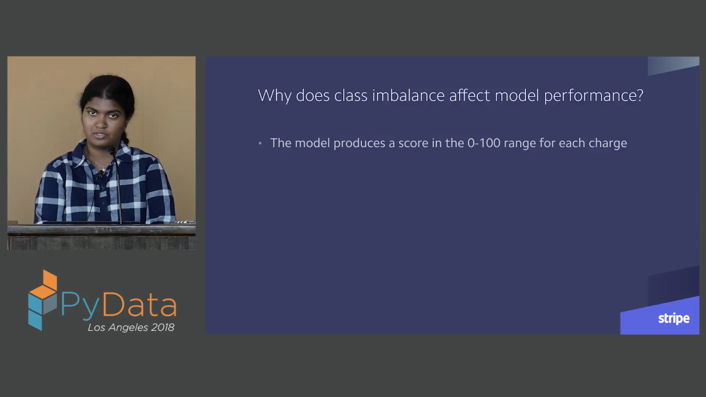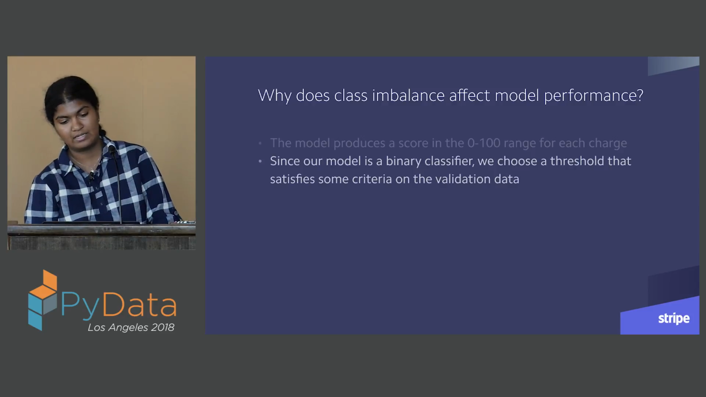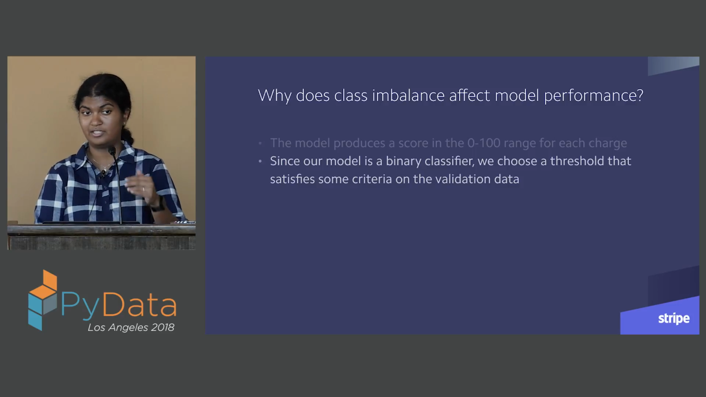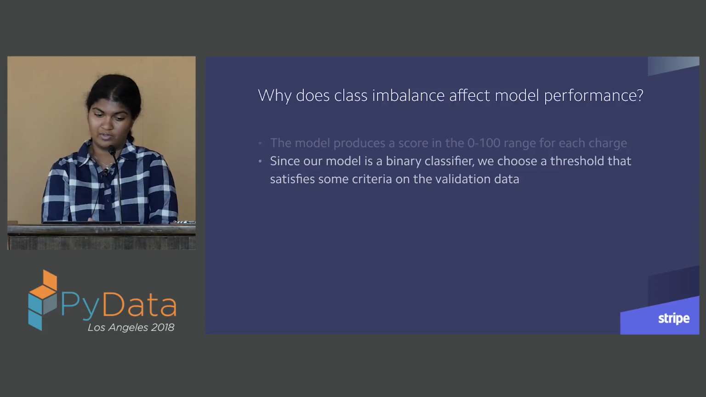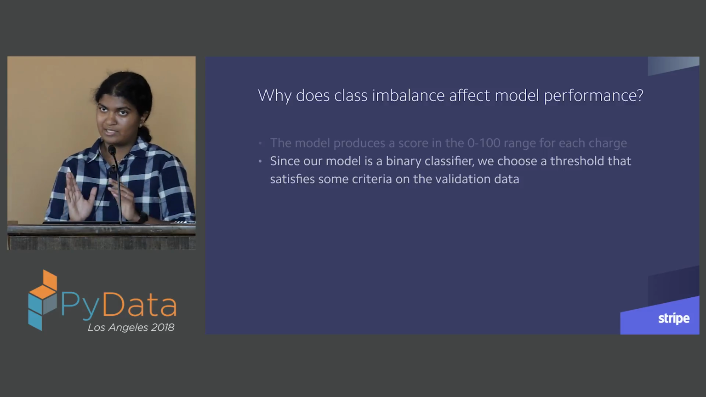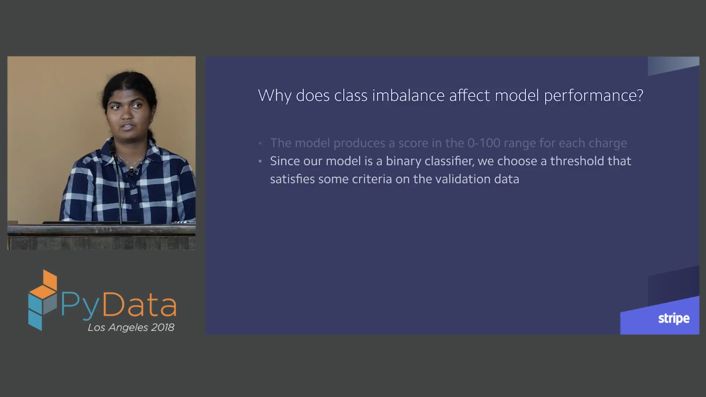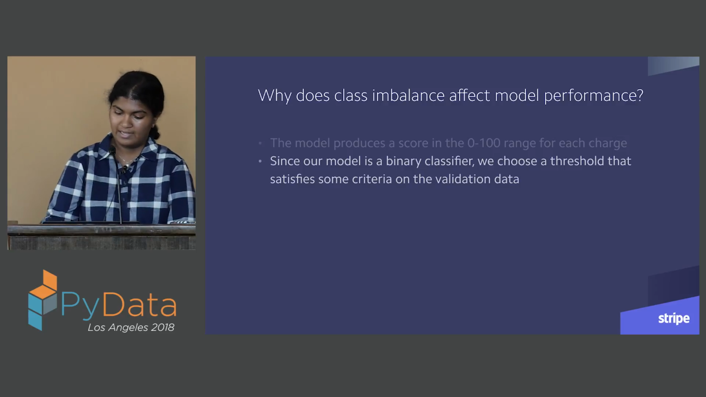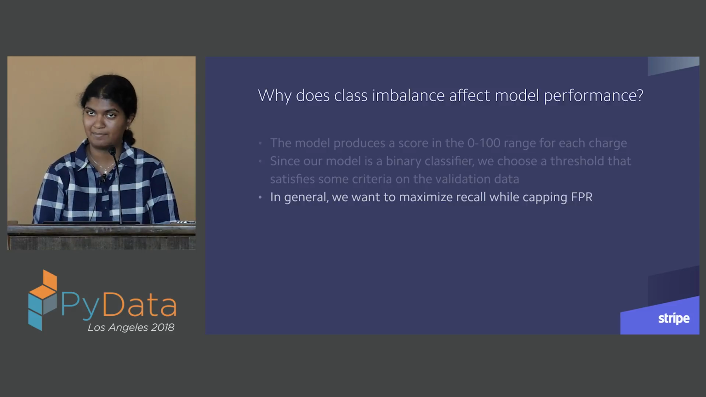So our model produces a score for every charge between 0 and 100. Our policy is that since our model is a binary classifier, where we ultimately need to say block or don't block, we pick a threshold between 0 and 100 at which we decide to block or not block. Basically, you pick your threshold. If the score for that transaction is greater than or equal to the threshold, you block the charge. If it is less than that, you allow it. And we picked this threshold in general to maximize recall while capping FPR.